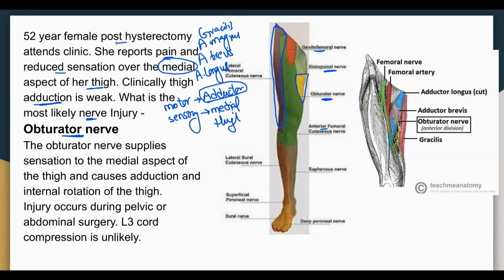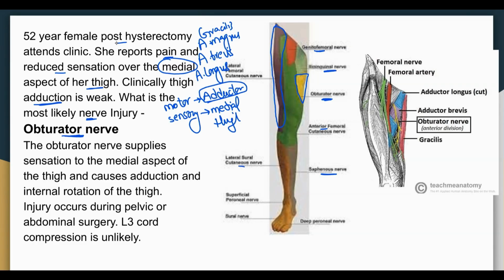Now the area around the skin of the knee joint and on the medial aspect of the leg is supplied by the saphenous nerve, which is one of the cutaneous branches from the femoral nerve. Now this lateral area of the leg is supplied by the lateral sural cutaneous nerve.